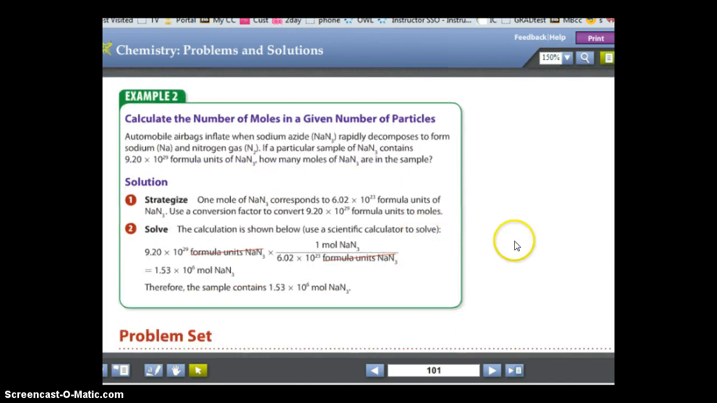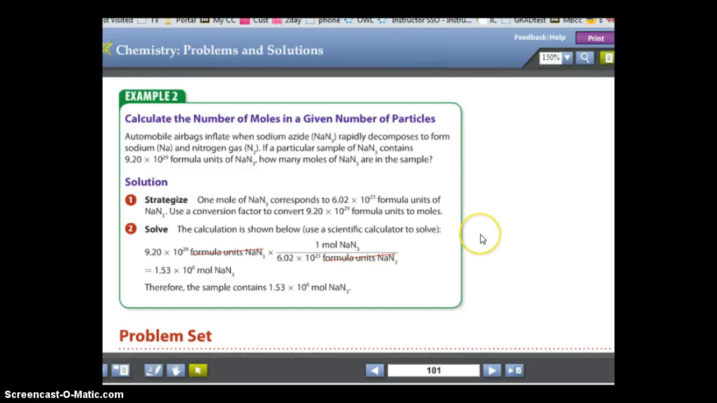Calculate the number of moles in a given number of particles. Automobile airbags inflate when sodium azide, NaN3, rapidly decomposes to form sodium and nitrogen gas. If a particular sample of NaN3 contains 9.2 times 10 to the 29 formula units of NaN3, how many moles of NaN3 are in the sample?